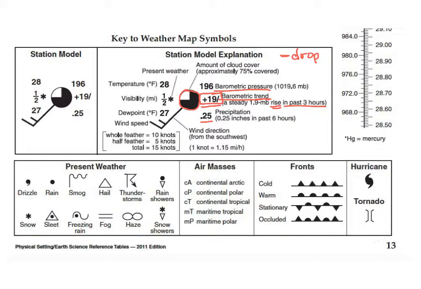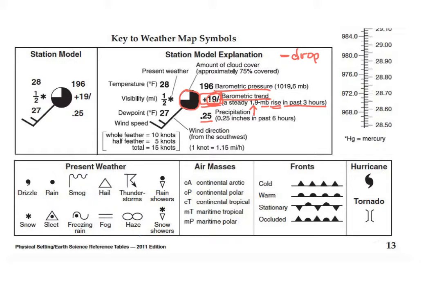And then this number tells you how much it has risen or dropped in the last 3 hours. Now again, they are trying to reduce the amount of numbers and stuff that they put on this station model. So they only say 1-9 here, but you have to put a decimal point in between, because this doesn't tell me that the pressure has risen 19 millibars. This has risen 1.9 millibars.